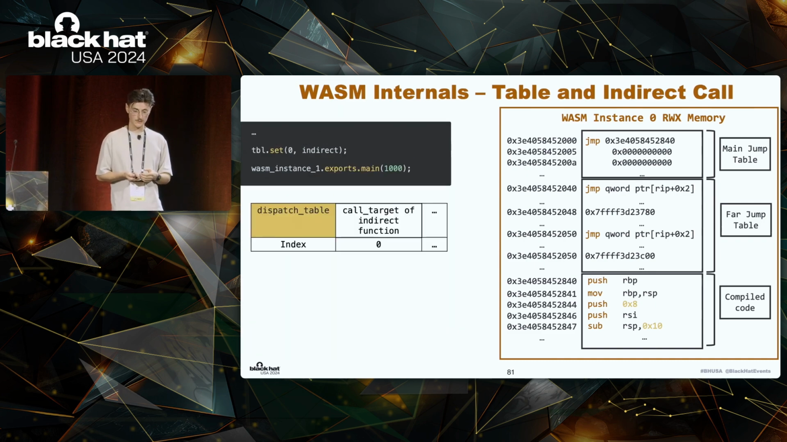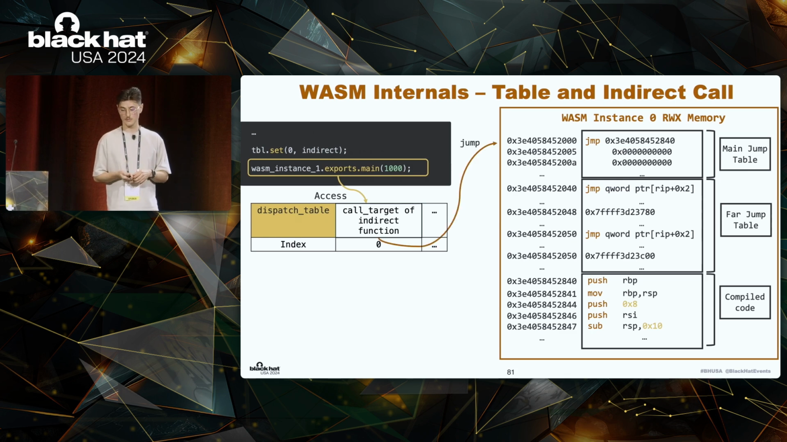So when we go back to JavaScript, we set the function, so the call target of the indirect function will be set inside the dispatch table. And when we call the main function, which is from instance 1, it will access that dispatch table at index 0 to get the call target of the indirect function, to jump to the instance 0 memory allocated for that instance, and execute the code of the indirect function.